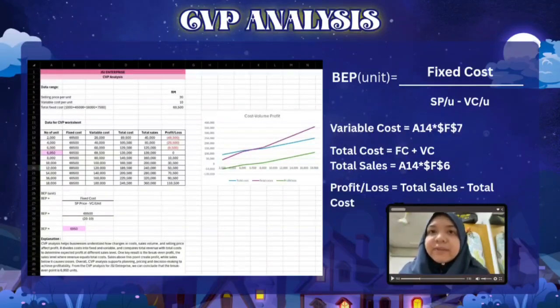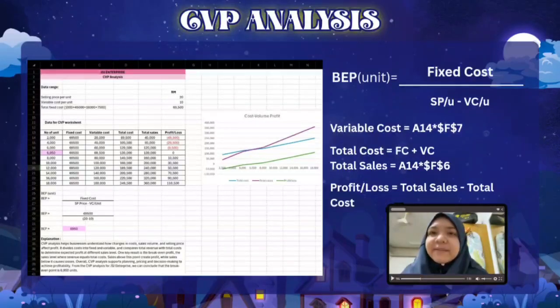To find our variable cost, we multiply number of units with variable cost, which is A14 asterisk absolute F7. For total cost, we add fixed cost and variable cost. For sales, we multiply selling price with number of units, using A15 asterisk absolute F6. For profit or loss, we subtract total costs from total sales. We hit our break-even point on A17, amounting to 6,950 units.